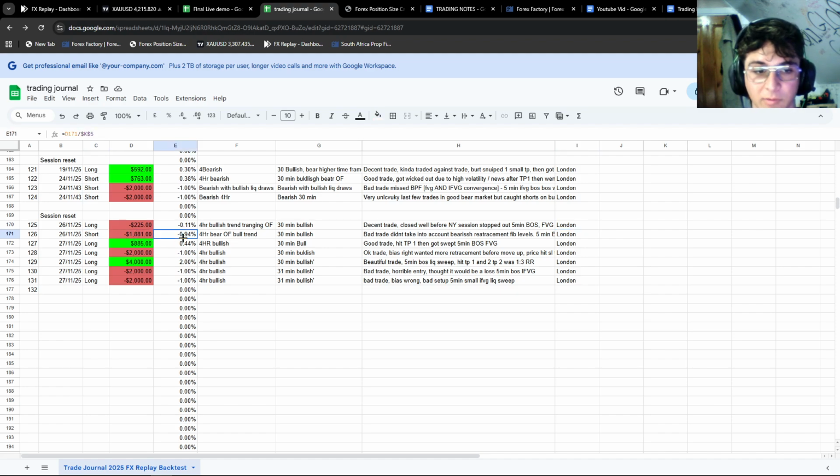And the second trade was a short. We lost 1%, $2,000, and I said the 4 hour had a bearish order flow with a bullish trend, and the 30-minute was bullish. I said this was a bad trade. We didn't take into account the bearish retracement off of the Fibonacci levels and equilibrium, and we entered on a 5-minute break of structure and a fair value gap.